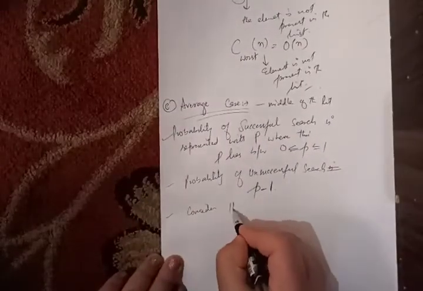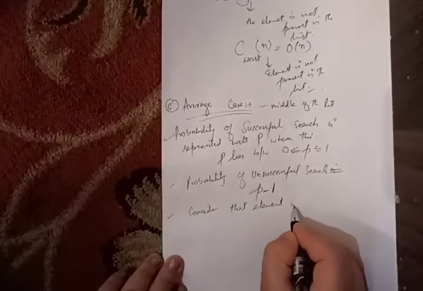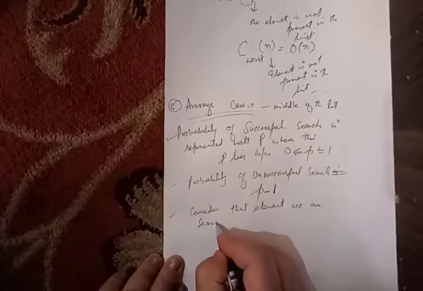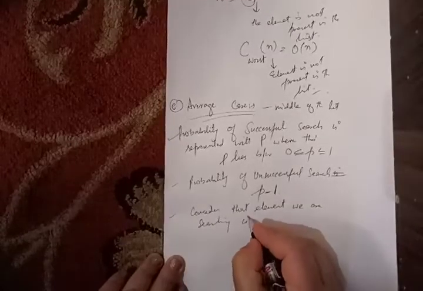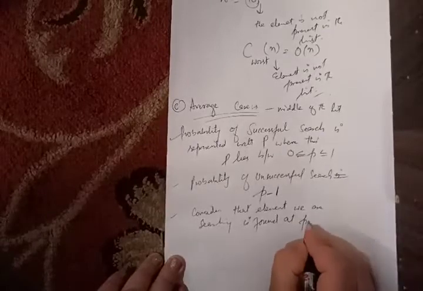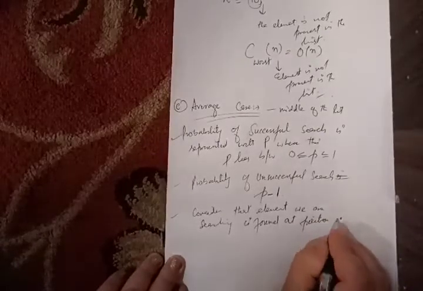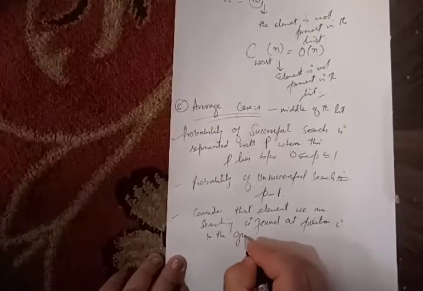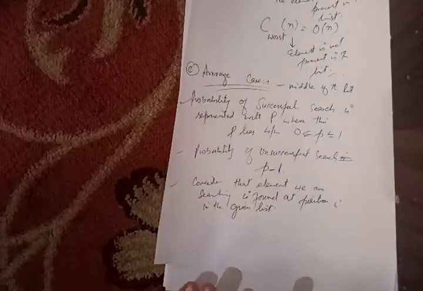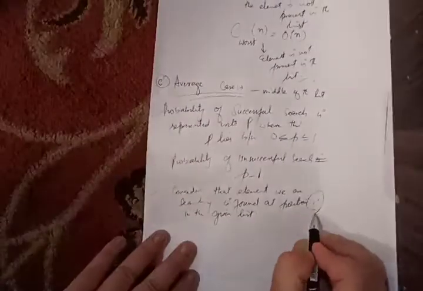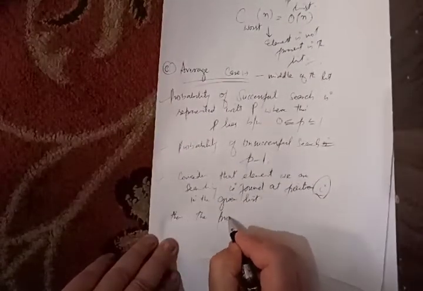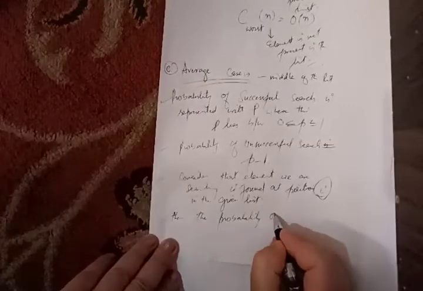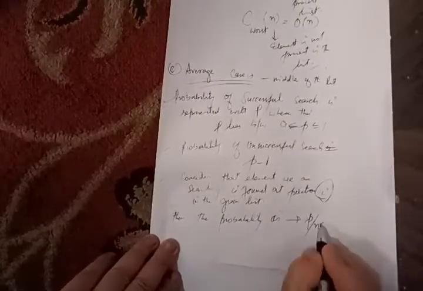Now consider that the element which we are searching is found at position i in the given list, whichever list it would be. If the element is present in the list and it is present at the ith position, then the probability is P by n. Common sense, right?